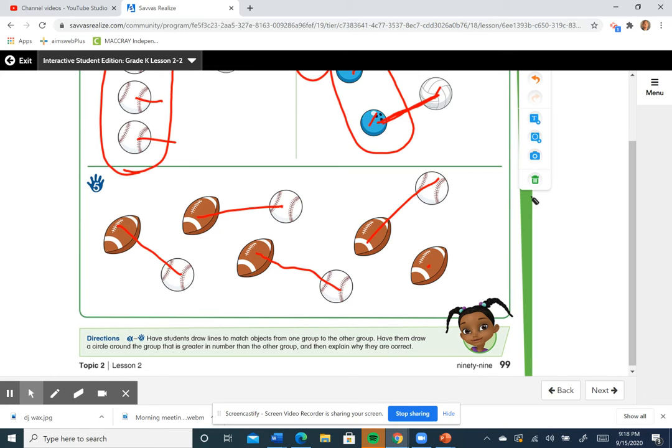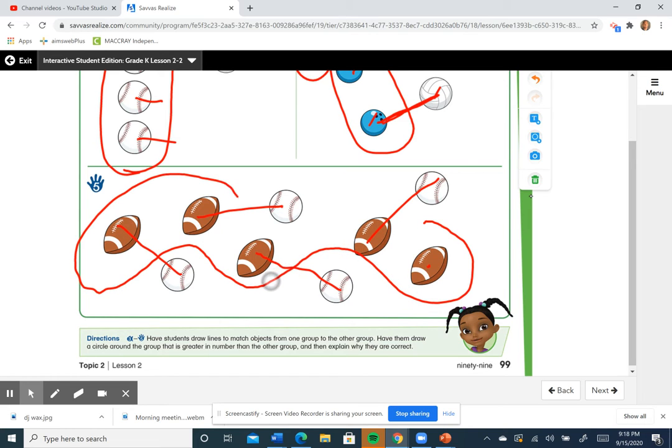So now let's be really careful and try to circle all the footballs and not circle any baseballs, okay? So I'm going to go around like this and underneath, then back up and around. Just like that. Awesome. Let's go to the next page.